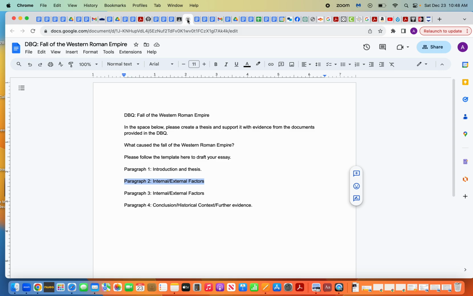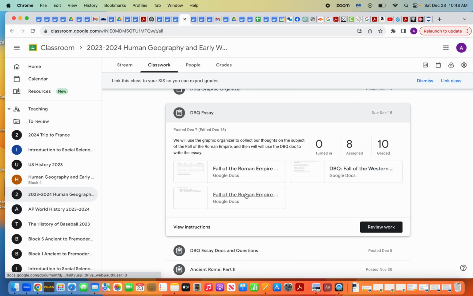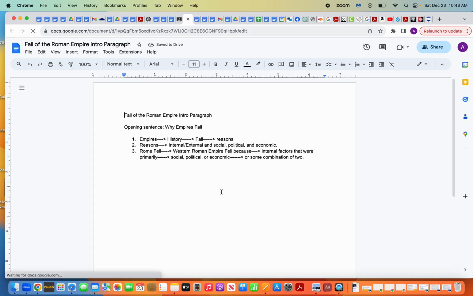I have one other document for us to look at, which basically talks about the opening paragraph. In the opening paragraph, you want to make a general statement about empires, not the Roman Empire specifically, but just a general statement about empires and what are some of the reasons that they fall, because all empires that we study in history sooner or later fall. Then you're going to focus on internal and external factors that allow them to fall and how these internal and external factors can be categorized as either social, political, or economic.